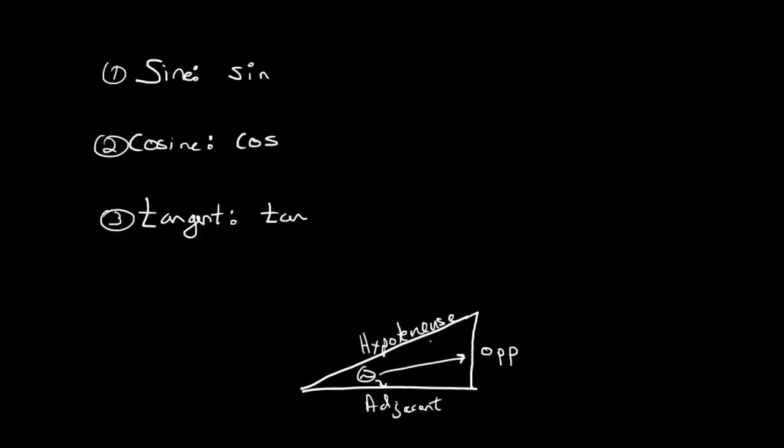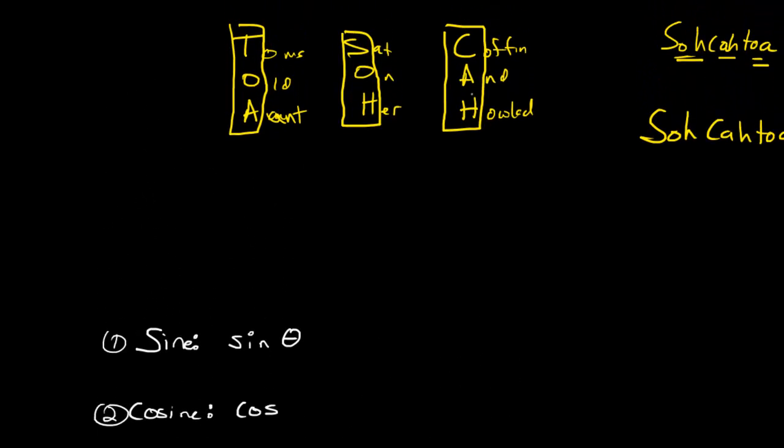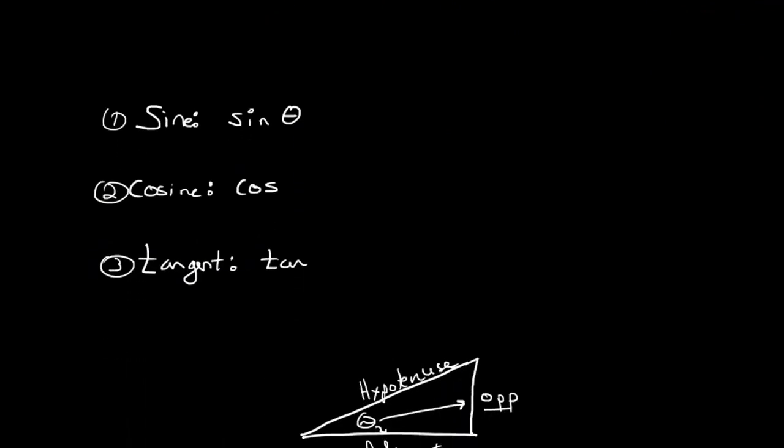I hope I spelled hypotenuse correctly. H-Y-P-O-T-E-N-U-S-E, there we go. So the sine, cosine, and tangent relate the angle theta to all these other legs of the triangle. Sine of theta: sine is opposite over hypotenuse. Just like Tom's old aunt sat on her coffin and howled, sine is going to be the opposite leg divided by the hypotenuse.